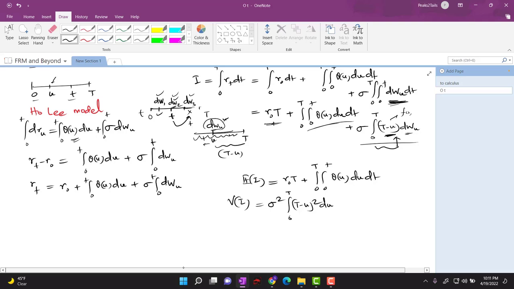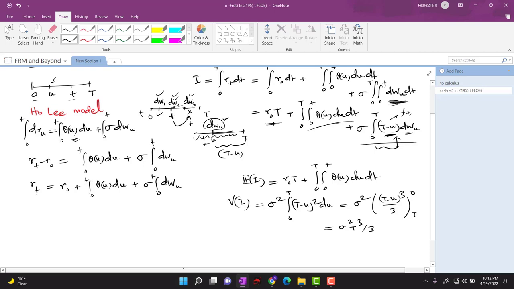All right, let's evaluate this. So sigma square, integral of this would be (T minus u) cube divided by 3. Now there is a minus u term, so I'll have to reverse the limits from T to 0. Okay, and if I replace the values of u, upper limit and the lower limit, then I get sigma square T cube by 3. Okay, so we got the expectation and variance of I.